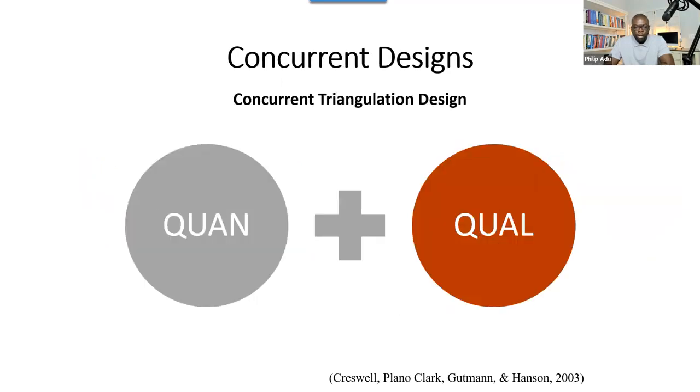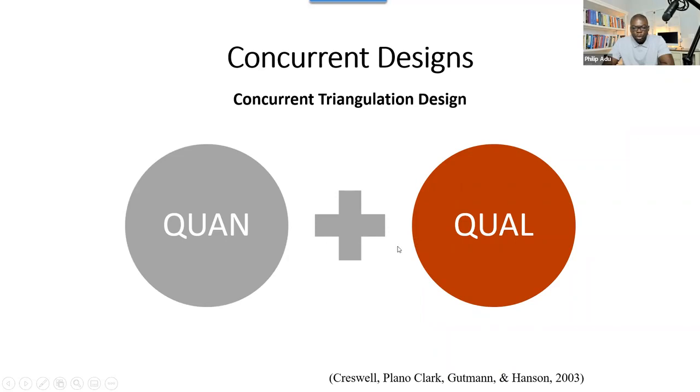Let's go to concurrent. We have three types. The first one is concurrent triangulation design. So this means that you are collecting and analyzing qualitative and quantitative data at the same period of time, and then you move on to the analysis parts and you analyze both of them at the data analysis stage. So you see both of them are capped, so they have equal role. Both of them are playing a dominant role. They are playing equal role in the study.